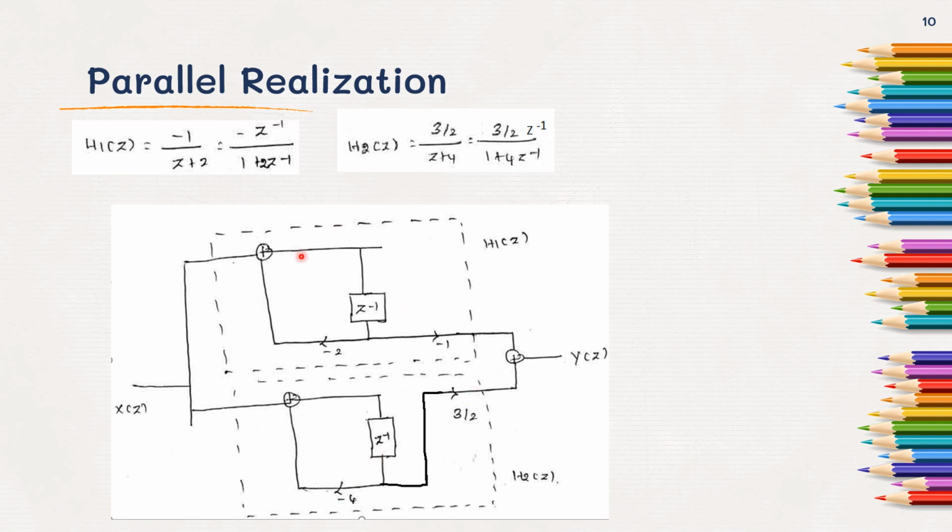So you have to implement it using direct form 2, and X of z will be given common to both H1 of z and H2 of z. The outputs of H1 of z and H2 of z should be given to an adder, and you take the output.